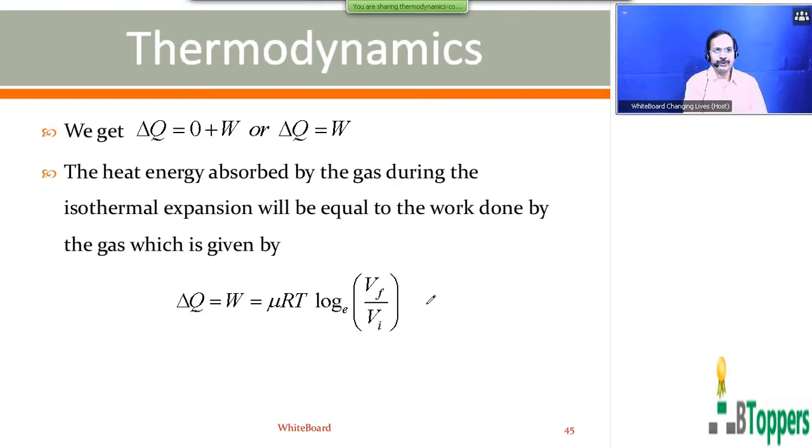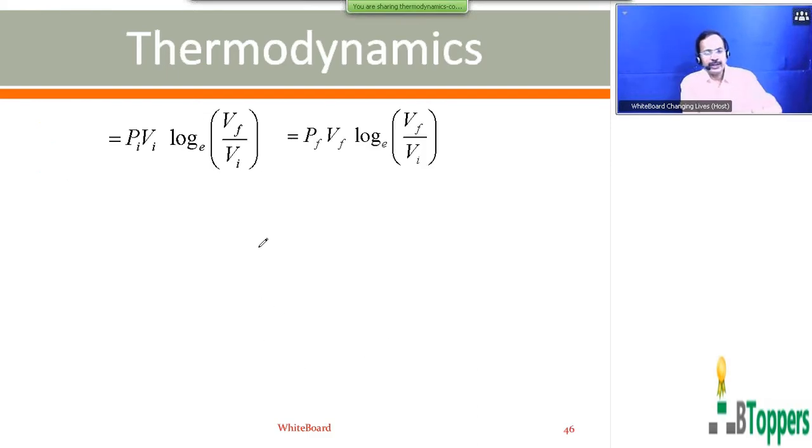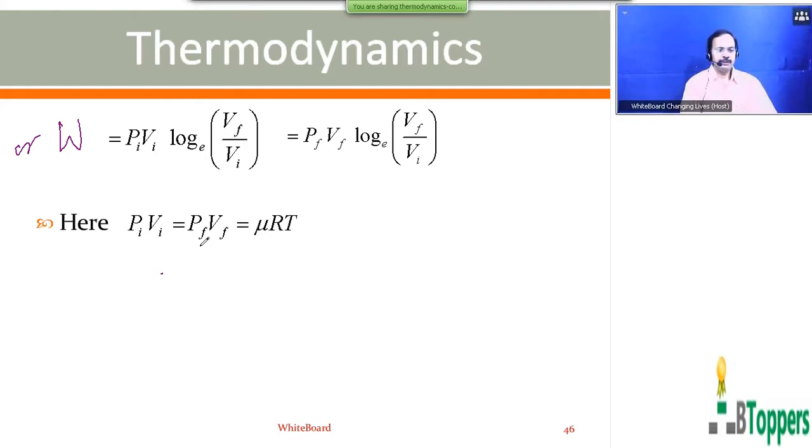I would like to show the continuation to this. I'm going to show the next slide. So the same thing can also be written as, that is, W in the isothermal process can also be written as PiVi log to the base e VF by VI, or PfVf log to the base e VF by VI. Here PiVi equal to PfVf equal to nRT.